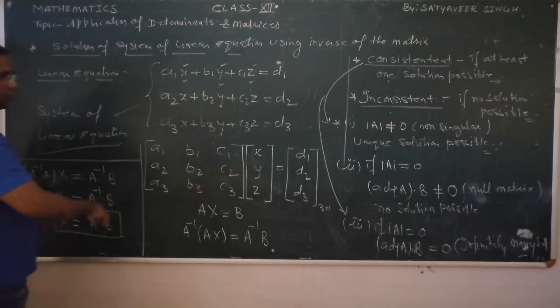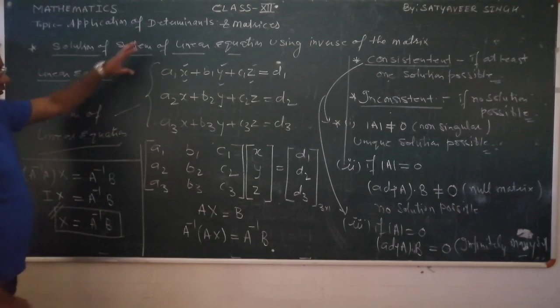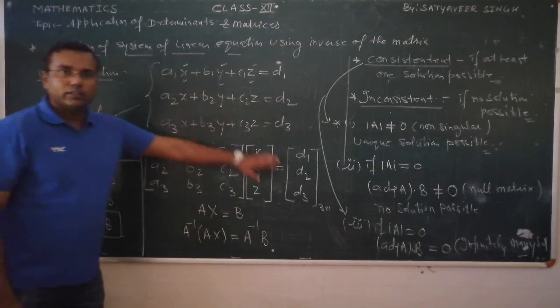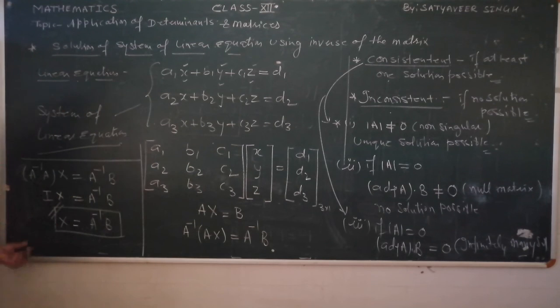How you will solve? You will have to first of all write the system of equation, divide that in the form of the matrix like this, and ultimately you will have to find this x is equal to A inverse B. Now what we have done? Already we have learned how to find out the A inverse.